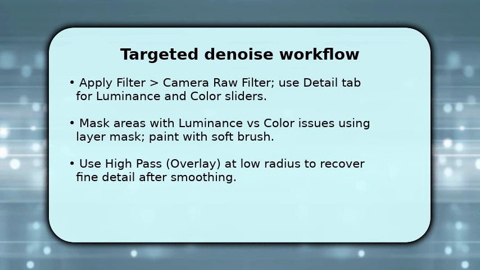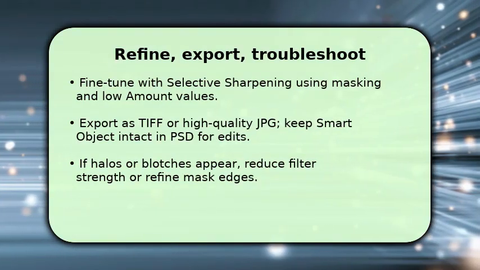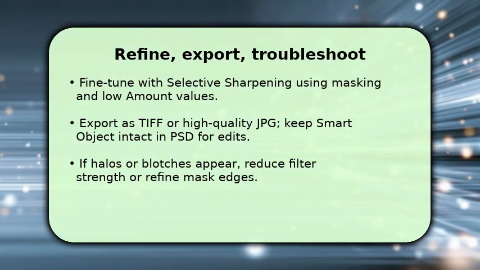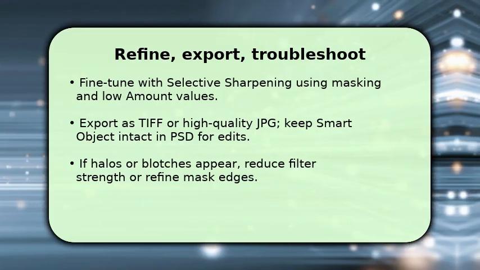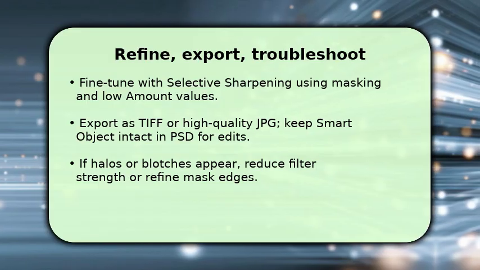Finish by selectively sharpening only the areas that need it. Create a merged copy, apply Smart Sharpen or Unsharp Mask at low amount, and mask it to the focal points so noise reduction remains intact.